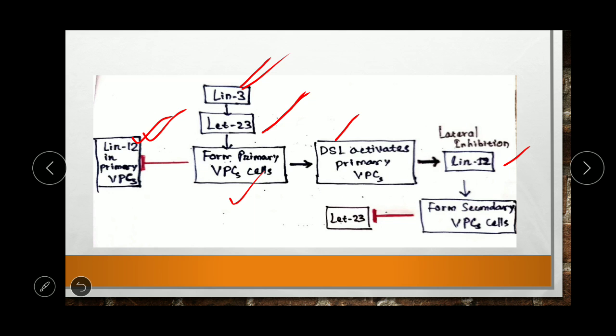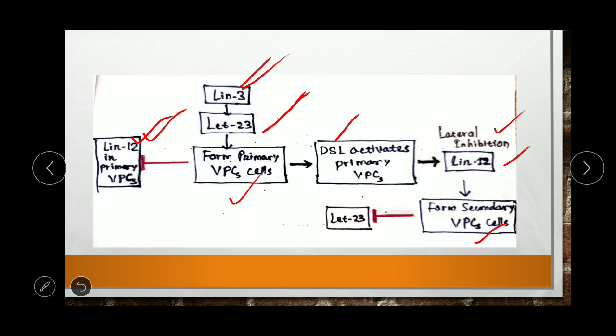So the lin12 molecule prevents the secondary VPC from becoming a primary VPC. On both sides of the P6P, that is, on the lateral side of the P6P, P5P and P7P are lying. That's why this process is called lateral inhibition. The P6P, the 1 degree VPC, is laterally causing the inhibition of the P5P and P7P. So this is called lateral inhibition, and this lateral inhibition from the secondary VPC means they will prevent the VPC from becoming a primary VPC.